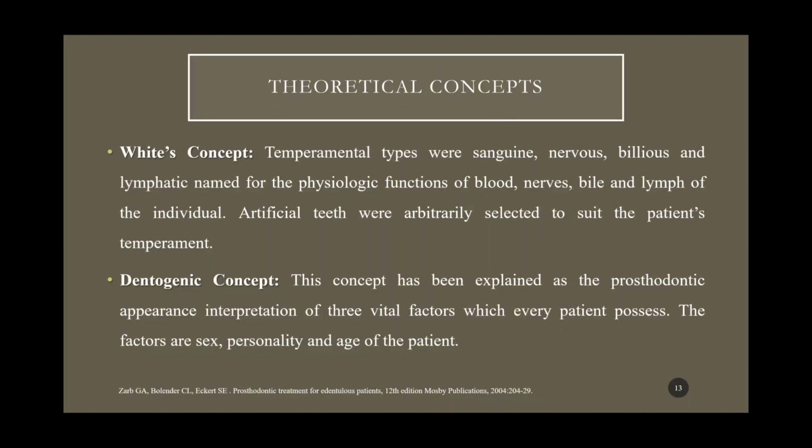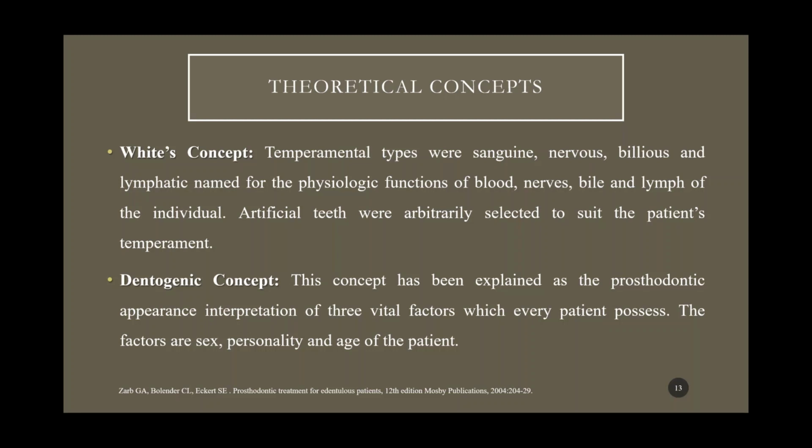Then coming to the theoretical concepts, this concept was based on a 5th century BC concept attributed to Hippocrates. The temperamental types were sanguine, nervous, bilious, and lymphatic, and named for the physiologic functions of the blood, nerves, bile, and lymph of the individual. The artificial teeth were arbitrarily selected to suit the patient's temperament. A bilious individual would be expected to have short, broad, tapering incisor teeth, whereas a sanguineous individual would possess long, thin, and narrow teeth.